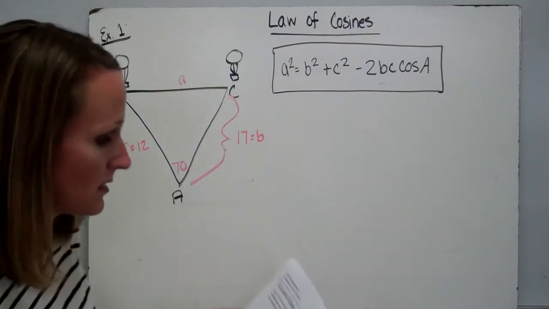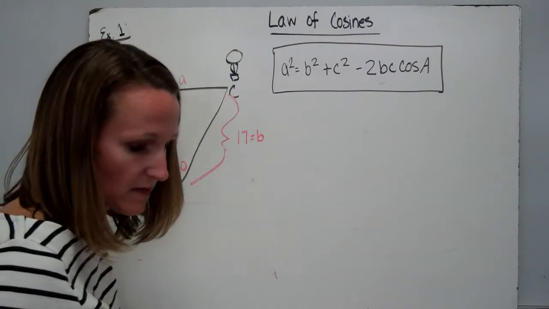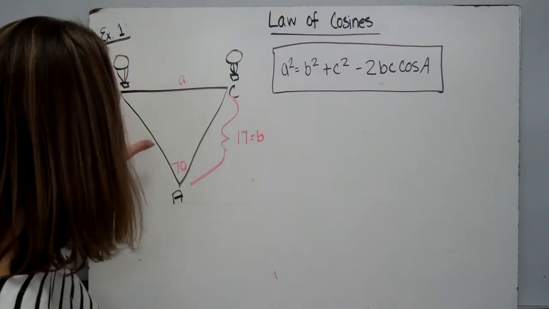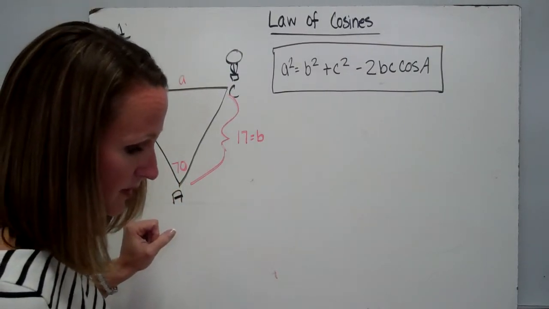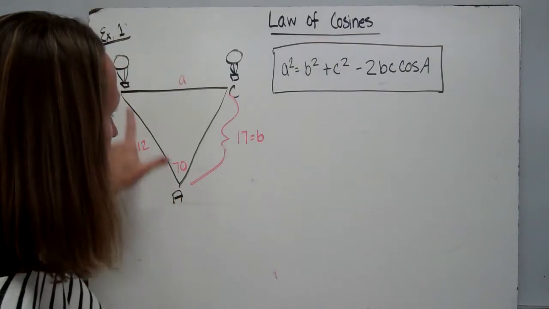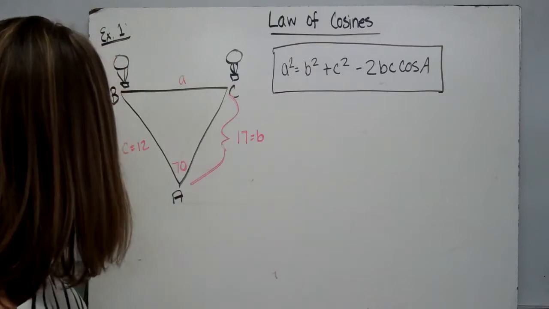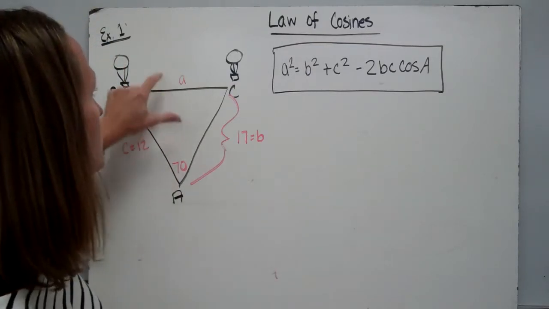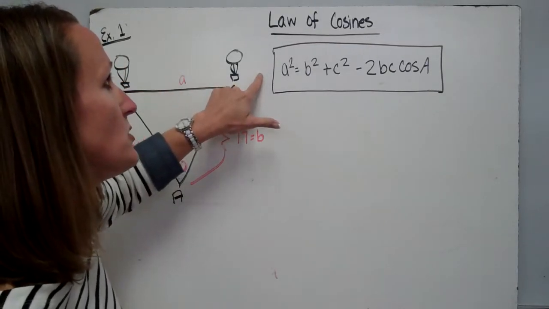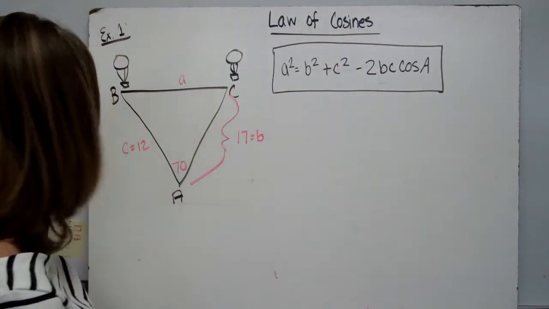In your notes it says two hot air balloons approach a landing field. One is 17 meters from the landing point, and the other is 12 meters from the landing point. A is your landing point. And the angle in between your two is 70 degrees. How far apart are the hot air balloons? So we're looking for A. So we're going to use our law of cosines to find this.